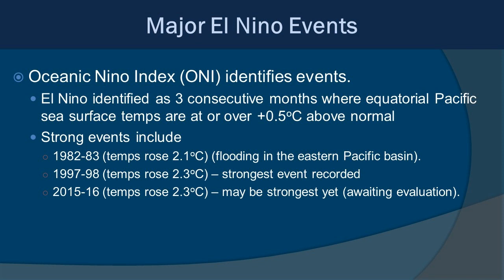There are 3 of the more recent large events that we've recorded. The first is in 1982 to 83, where temperatures rose about 2.1 degrees Celsius. This ended up causing flooding in the eastern Pacific basin and obviously the crashing of some of the fisheries. Beating that was the 1997-98 El Nino, where temperatures rose about 2.3 degrees Celsius. This, at the time, was the strongest event ever recorded. However, the 2015 and 16 event had temperatures rise about 2.3 degrees Celsius above normal, and that may be the strongest yet. We are still waiting for final evaluations on it.